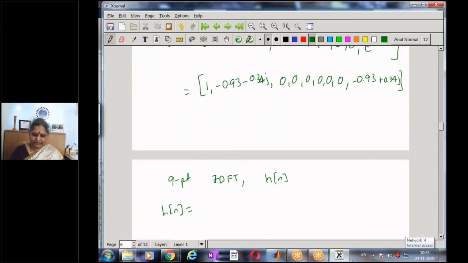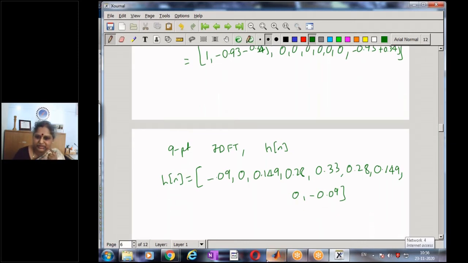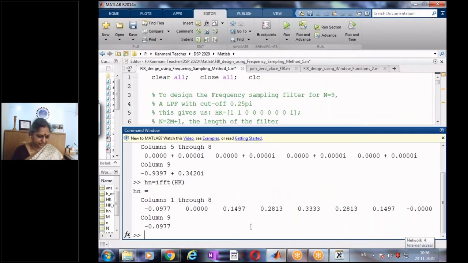So I have my designed impulse response h of n as minus 0.09, 0, 0.149, 0.28, 0.33, by symmetry 0.28, 0.149, 0, and minus 0.09. So how many? 1, 2, 3, 4, 5, 6, 7, 8, 9. I have 9 values. This is my impulse response h of n. Let me just plot the result.